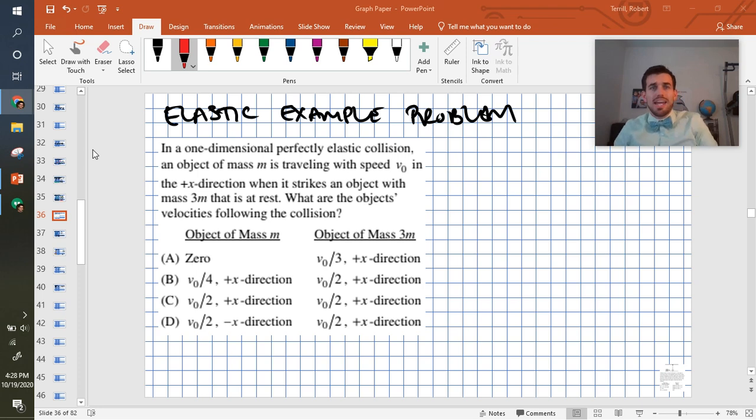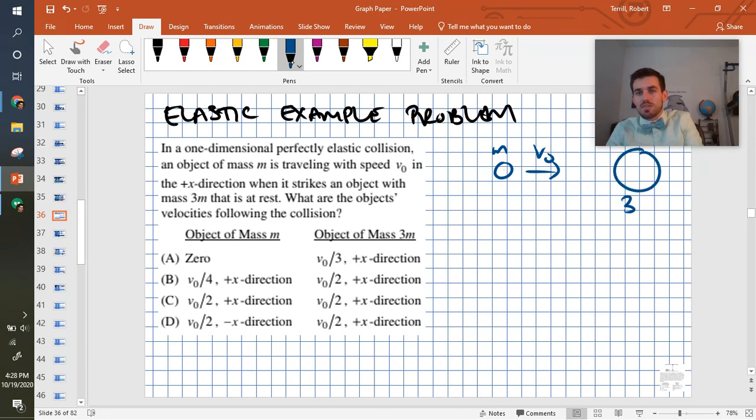Okay, so we're going to look at an example of an elastic collision problem. This is from a past AP exam. It's a great idea of what kind of questions are going to be coming at you. So we have in this problem a perfectly one-dimensional problem where we have an object of mass m going at speed v naught, and it's going towards an object that's more massive, a 3m mass, but its initial velocity is at rest. So it wants to know what are the velocities of these objects following the collision.